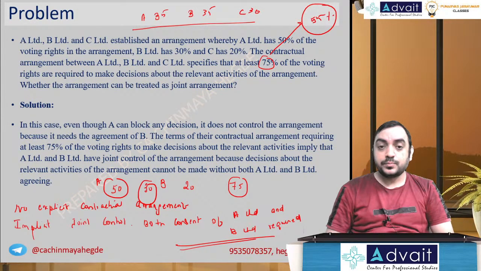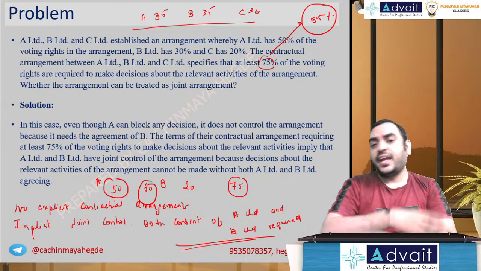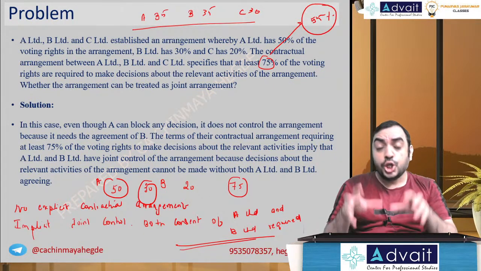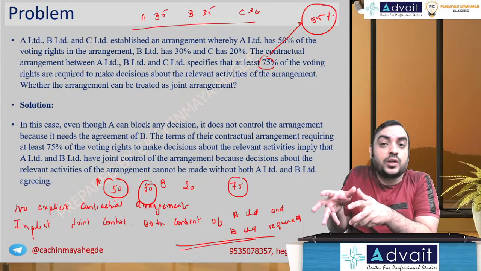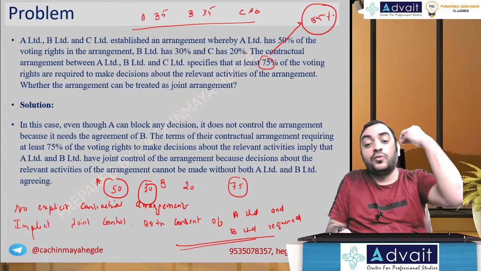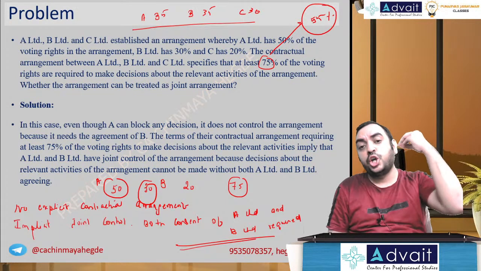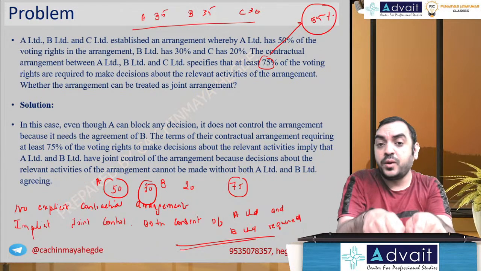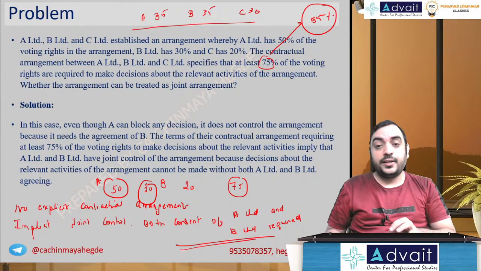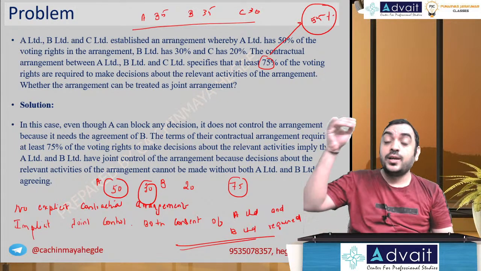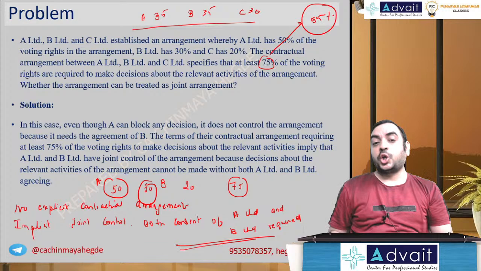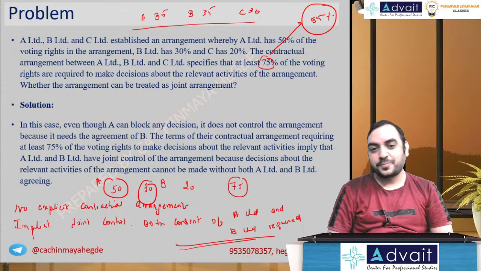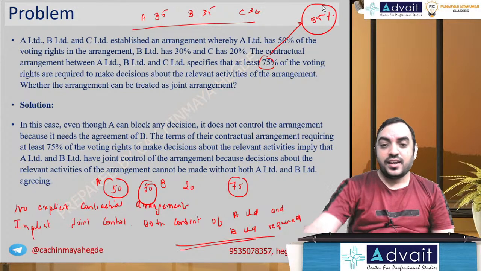But in my example, 35, 35, any combination of the three can give the vote, can make the majority vote, and a decision cannot be taken. So, unless there is a contractual arrangement between the two parties, there will be no explicit joint control, no implicit joint control. But in this example, which is the problem given, 50, 30, 20, there is no explicit joint control, but there is implicit joint control because A and B's consent is a must to make a decision. Hope you got the point. I'll go further.